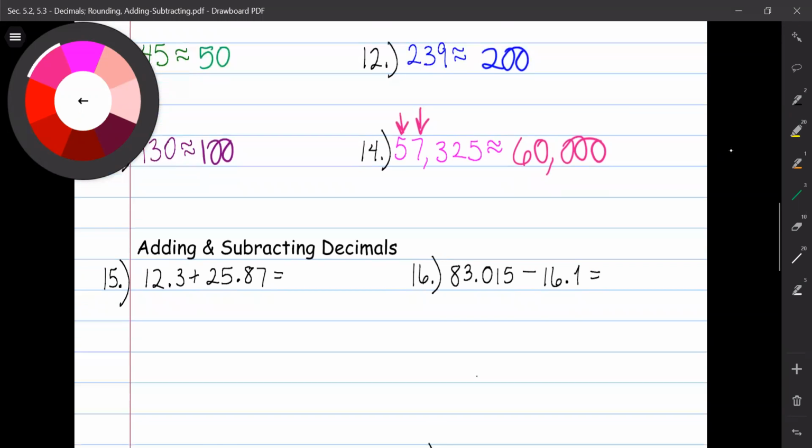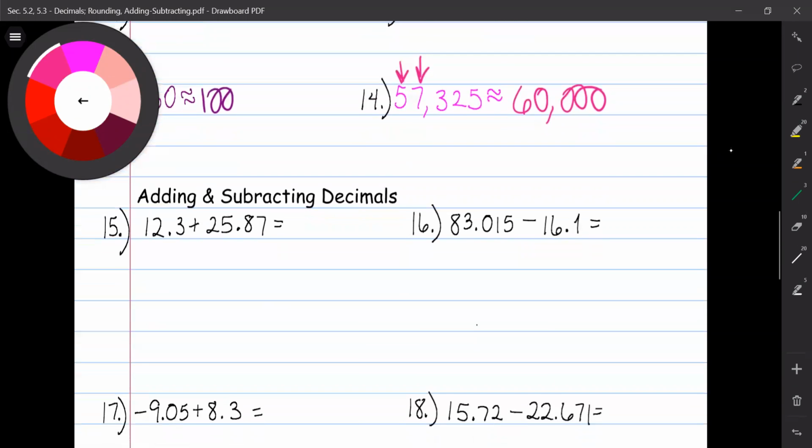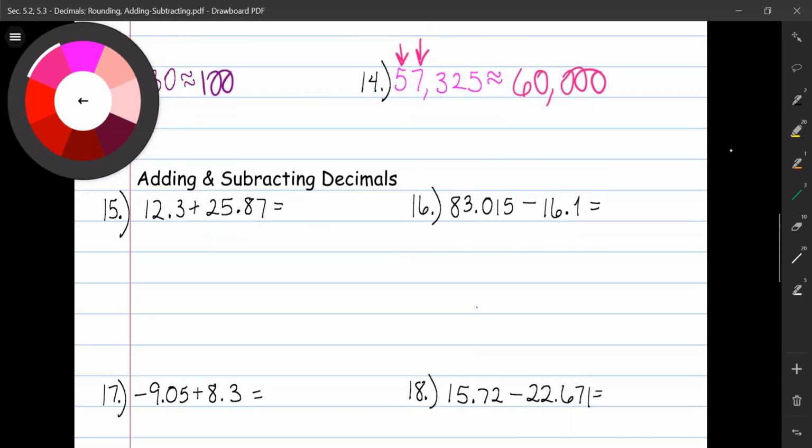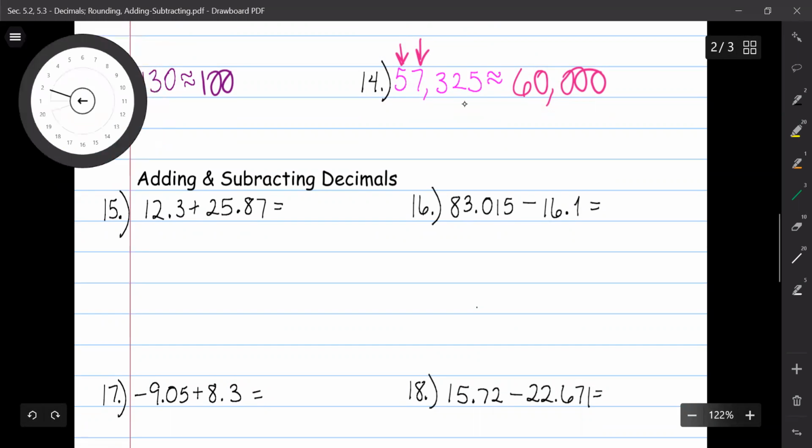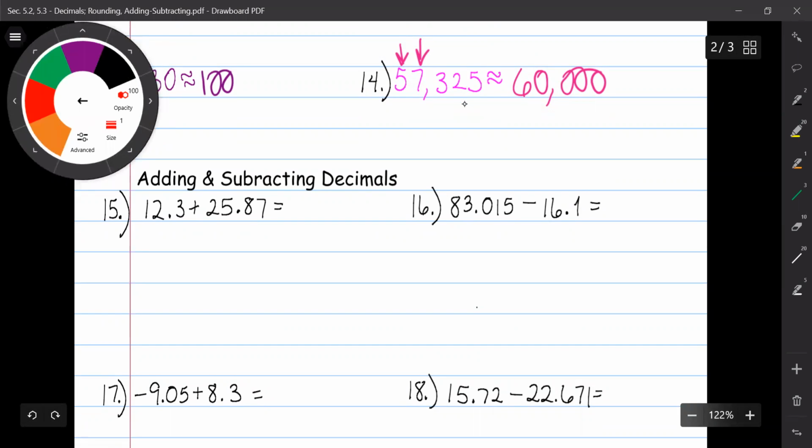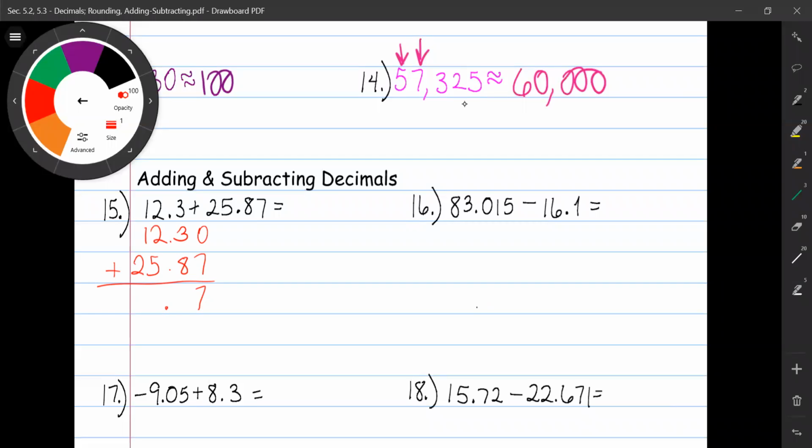All right, so to add and subtract decimals, you have to line up the decimal points first. Okay, so 12.3 plus 25.87. So you can put a 0 there if you want, or not. Doesn't really matter too much.